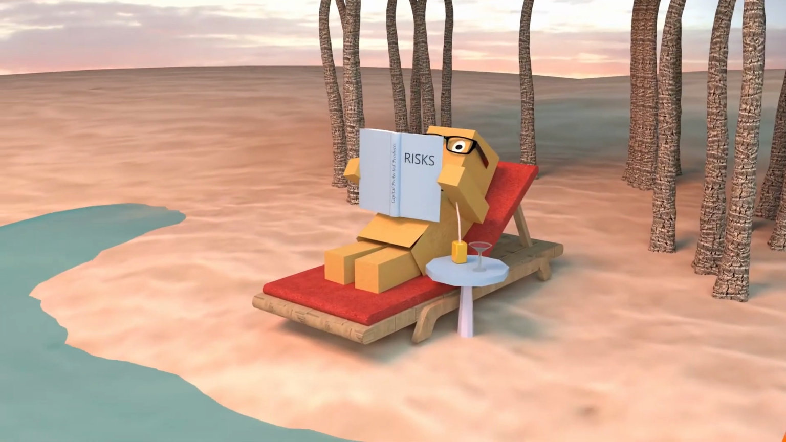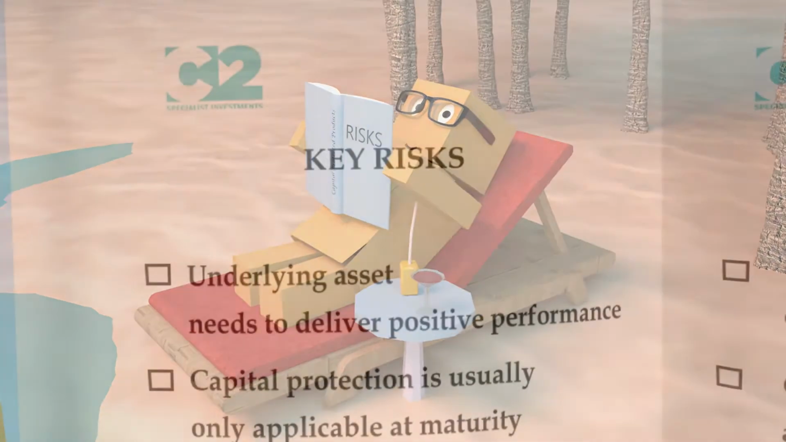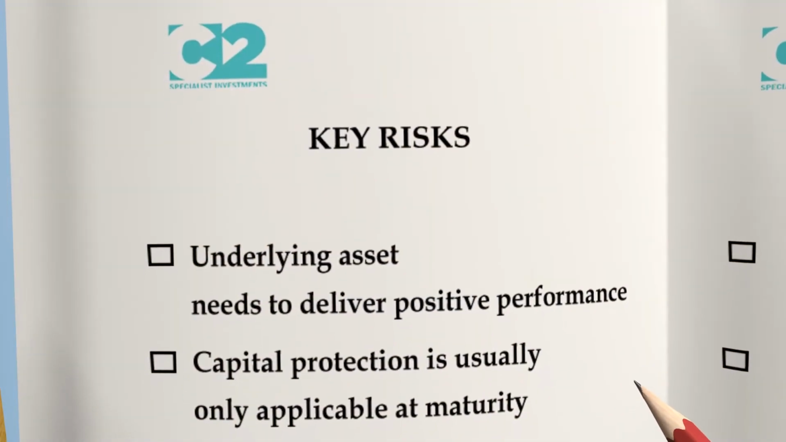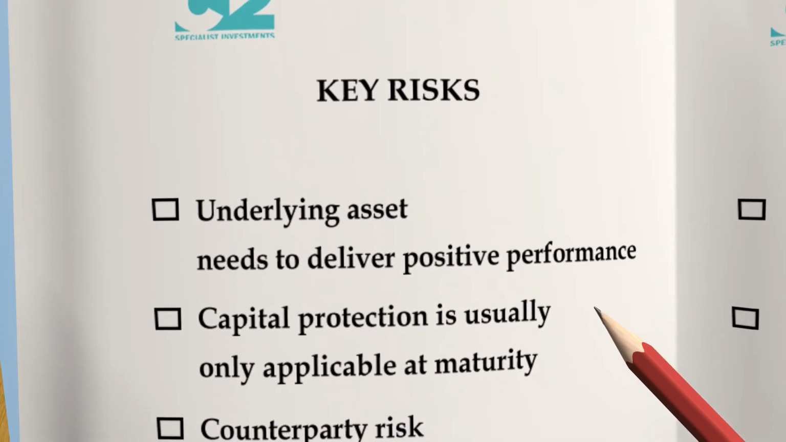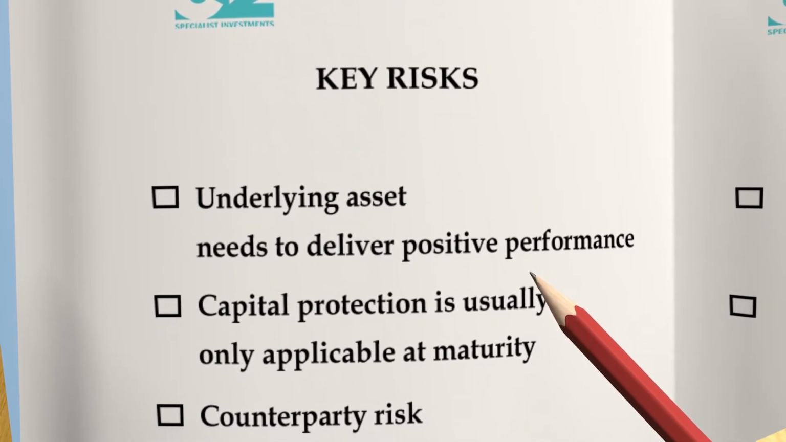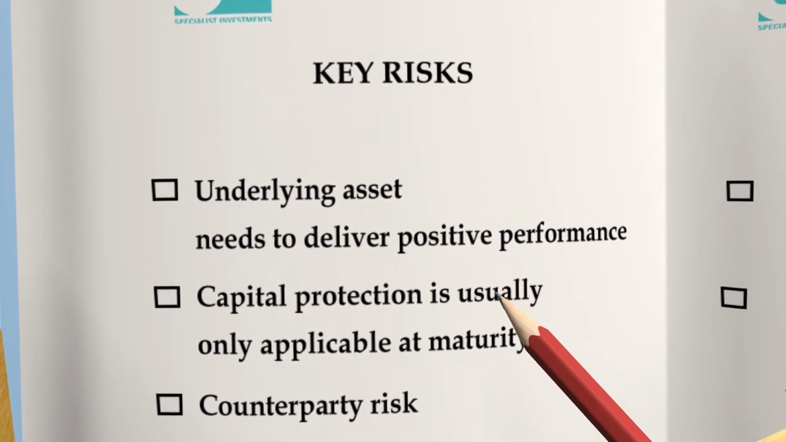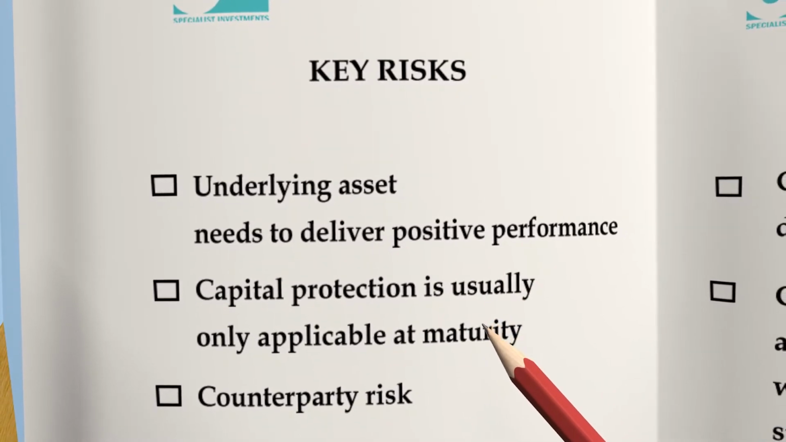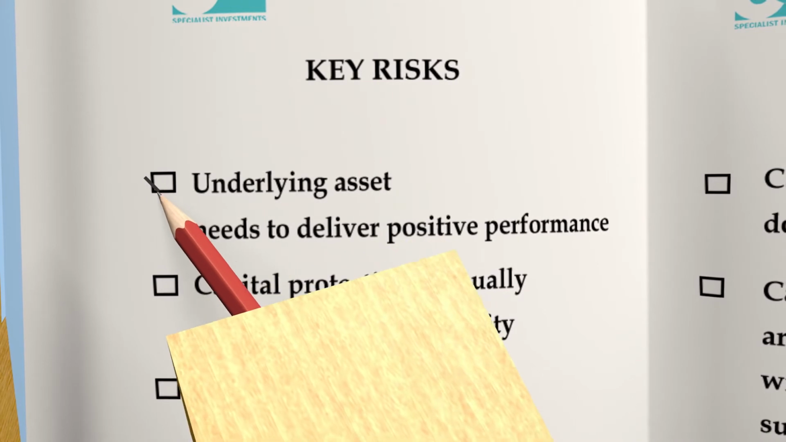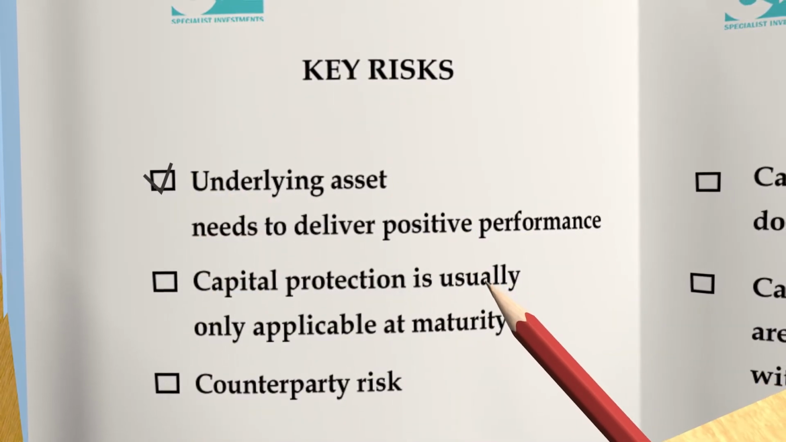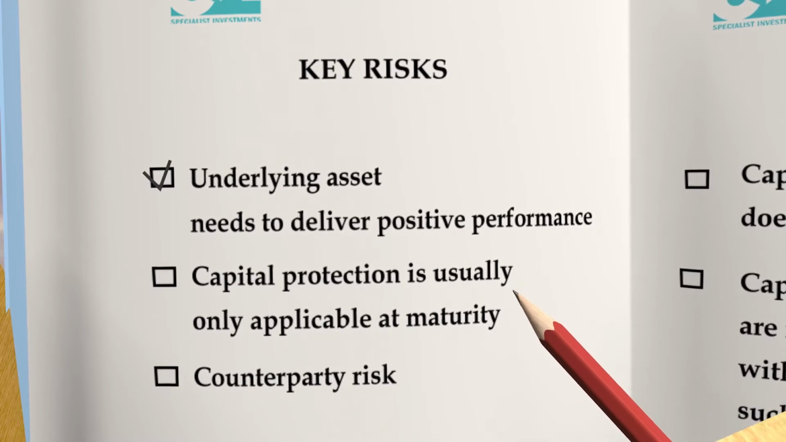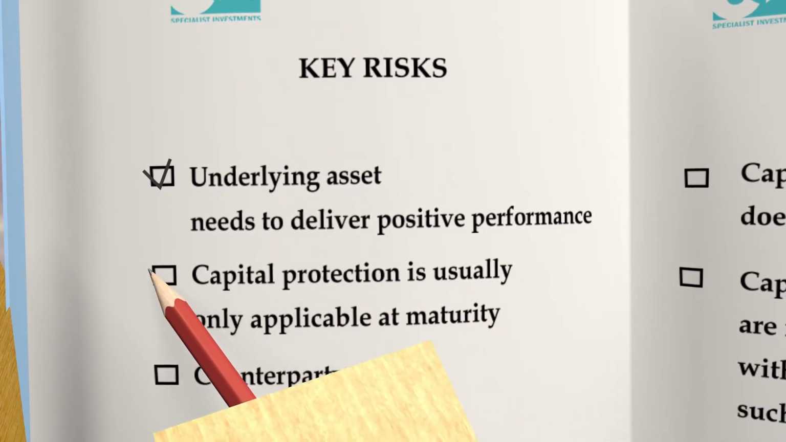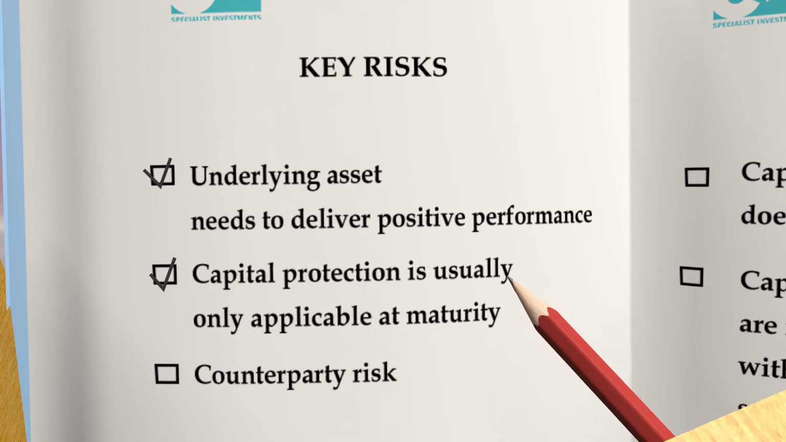As with all investments, there are risks. Capital protected investments have their own unique risks. For example, there still needs to be sufficient positive performance in the underlying asset, such as the stock market, to generate a total net positive return, including any fees and costs paid by the investor. The capital protection feature is usually only applicable at the maturity of the investment and may not apply if the investment ends early for any reason.